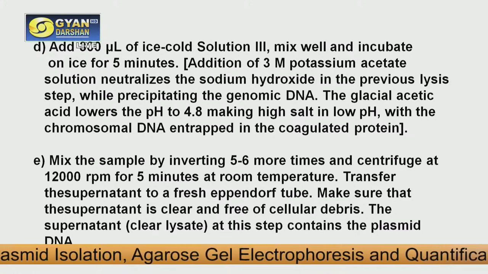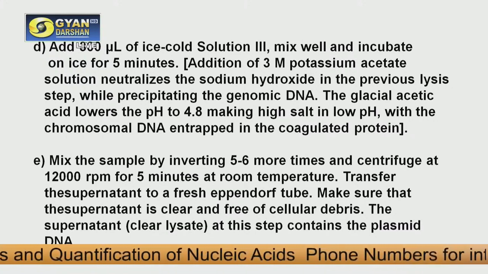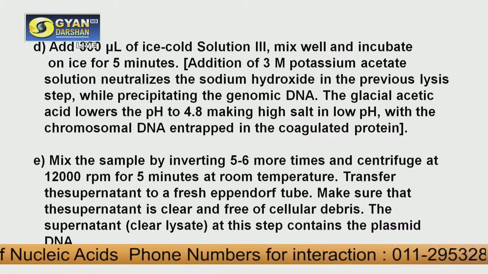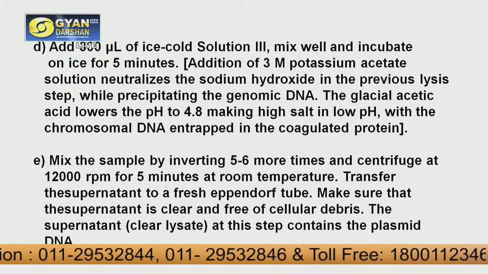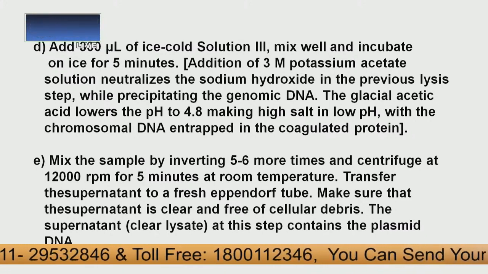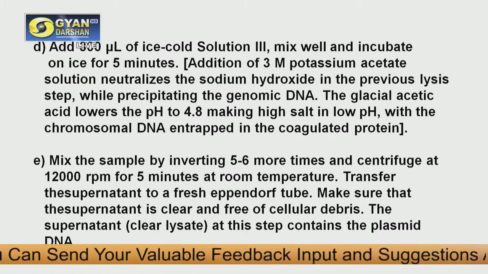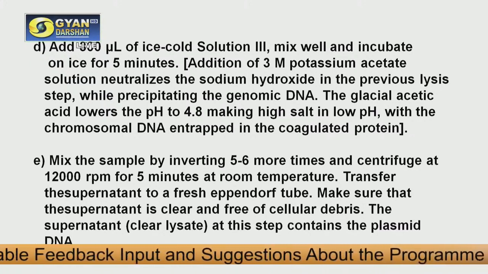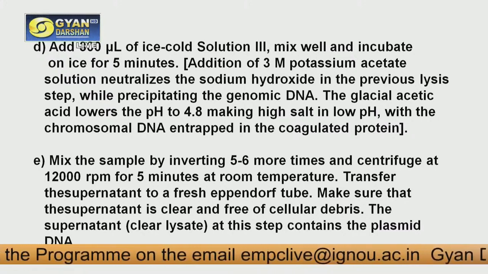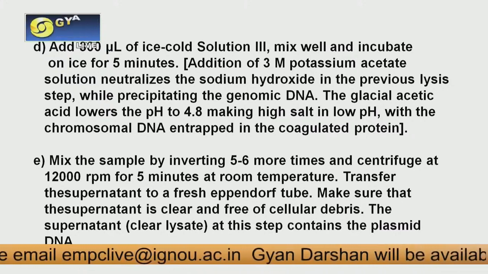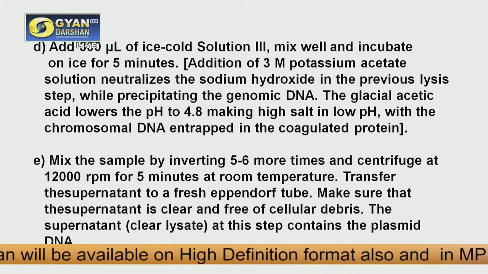Now what is the utility of this step? This step contains potassium acetate, and this potassium acetate neutralizes, because there you have used a highly alkaline solution. Once the disruption of the cell wall is over, you have to neutralize the solution. You are adding potassium acetate because here the pH is 4.8, so it is an acidic solution. You are neutralizing the sodium hydroxide from the previous step and precipitating the genomic DNA. The glacial acetic acid lowers the pH to 4.8, making high salt in low pH with the chromosomal DNA entrapped in the coagulated protein. Again you mix it as I have shown you and then you centrifuge it.